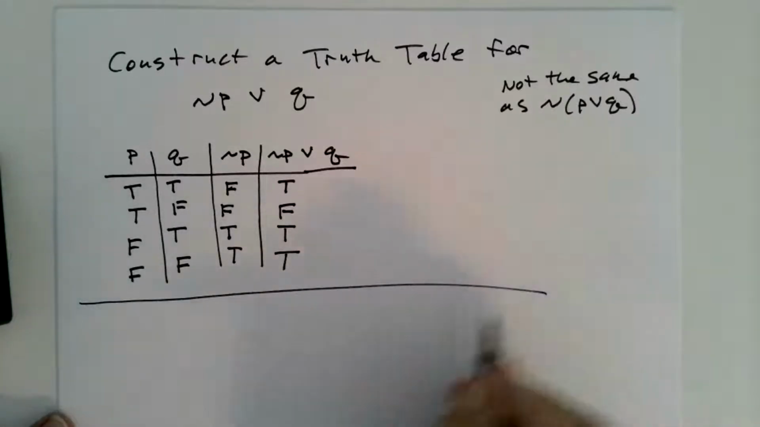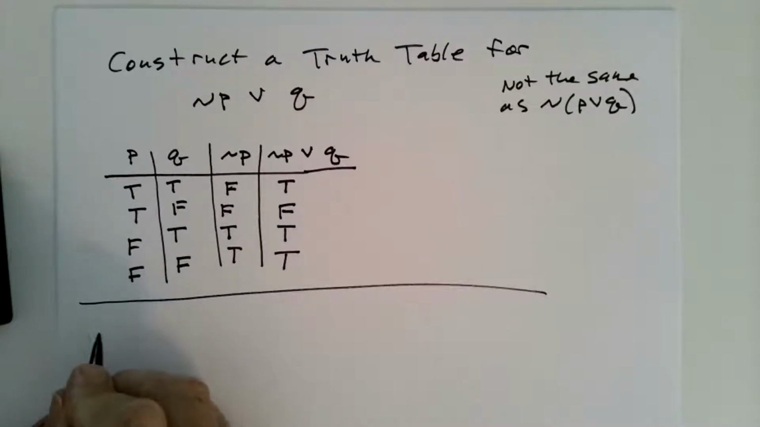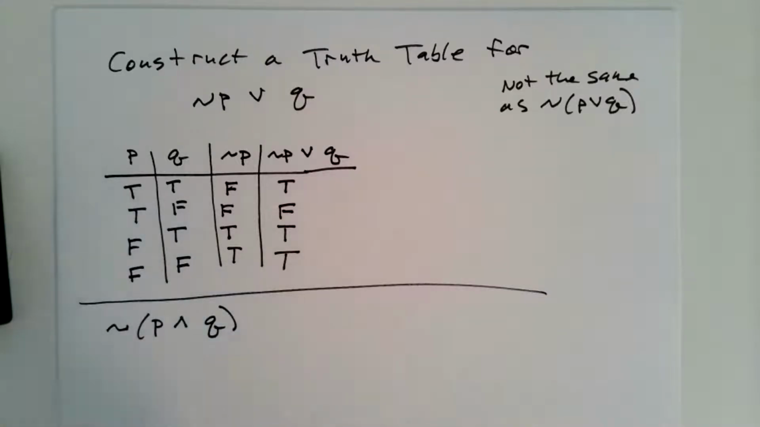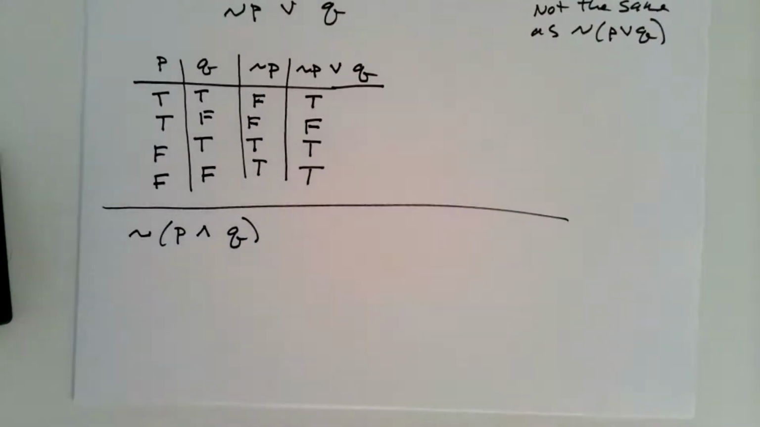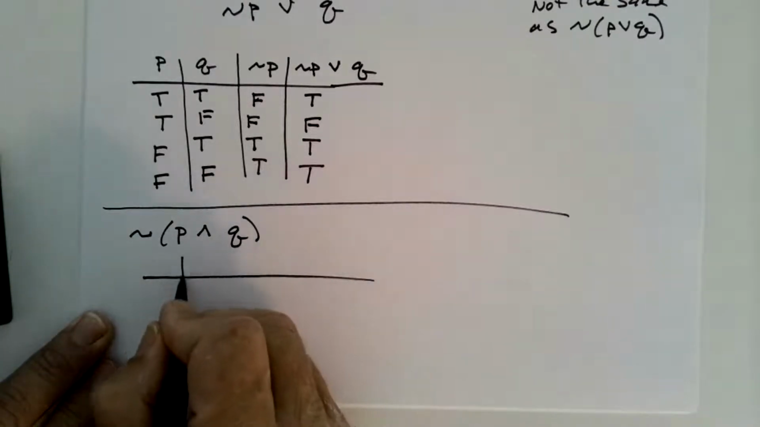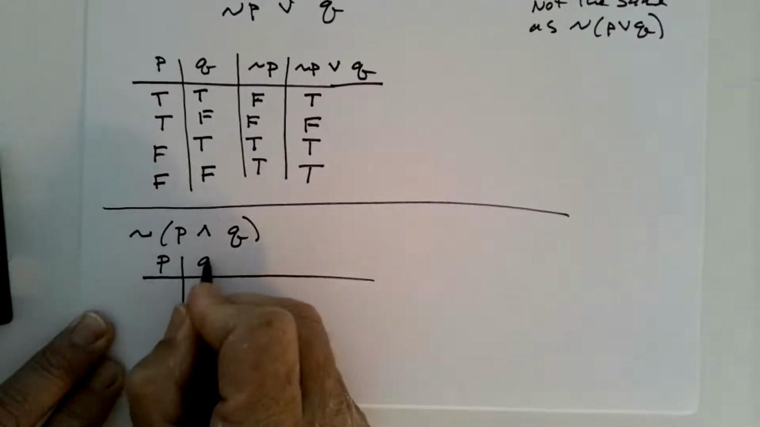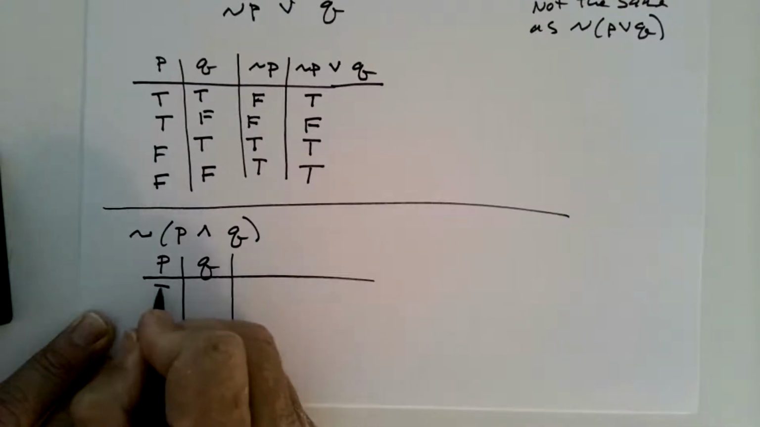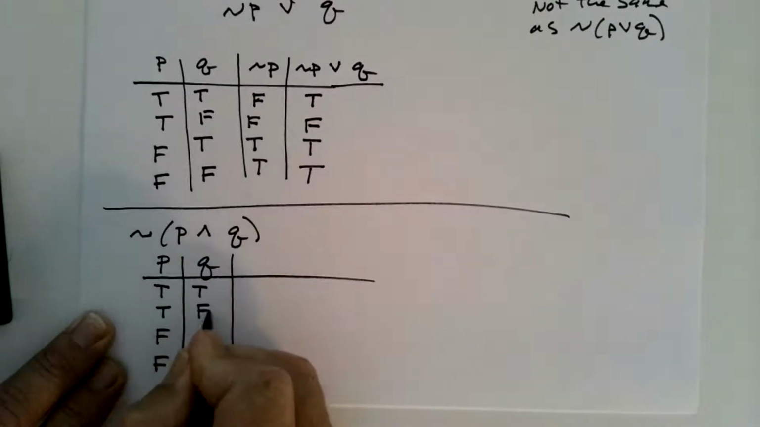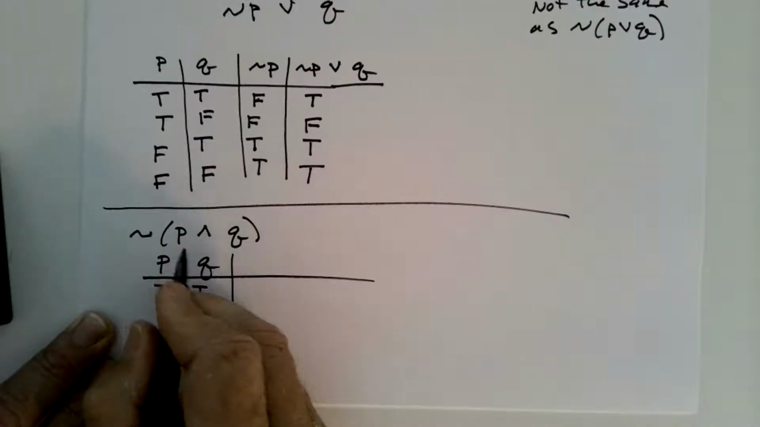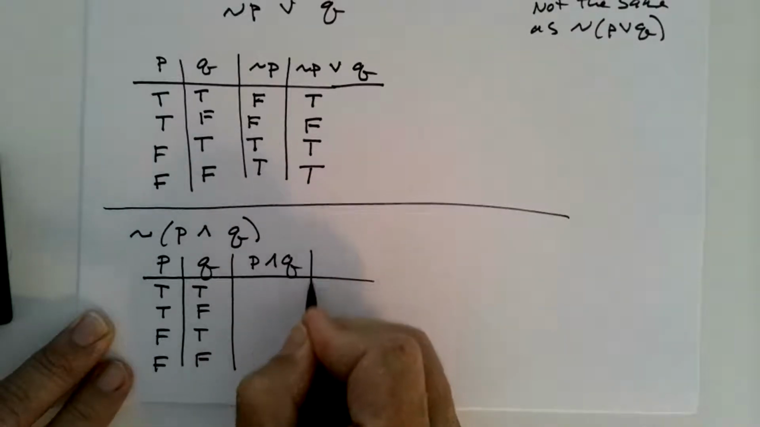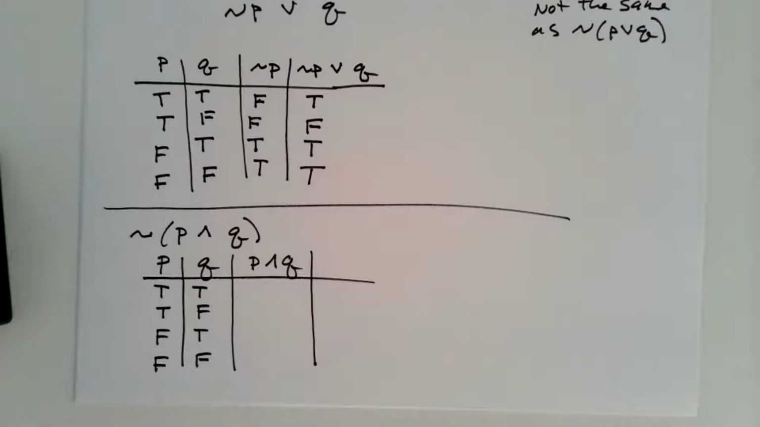Now let's take a look at one where the parentheses are a little different. Let's construct a truth table for not (P and Q). So how is that process going to work? Here's P, here's Q. You get the idea how to get this started. True, true, false, false on P. Q goes true, false, true, false. I'm going to first need to do P and Q.